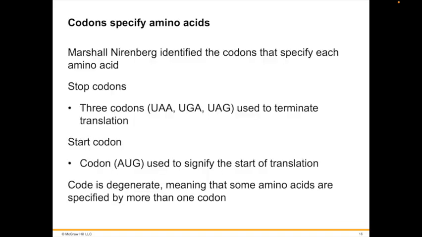So during a 5-year period from 1961 to 1966, work performed primarily in American biochemist Marshall Nirenberg's laboratory led to the elucidation of the genetic code. Nirenberg's group first showed that adding the synthetic RNA molecule, poly-U, an RNA molecule consisting of a string of uracil nucleotides, to their cell-free system produced the polypeptide polyphenylalanine, which is a string of phenylalanine amino acids. Therefore, U encodes phenylalanine.